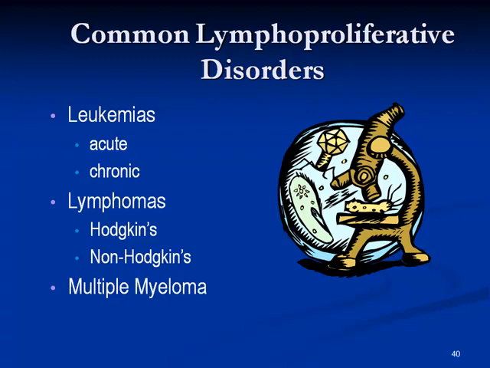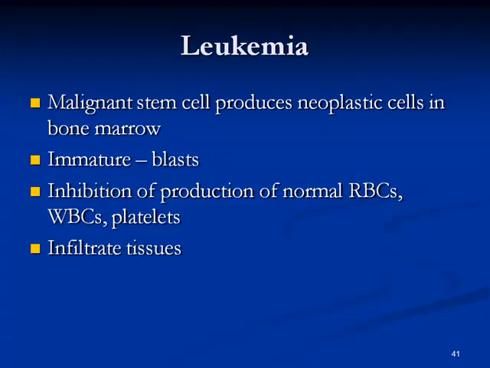Okay, we just want to talk for a few minutes about some of the common hematologic malignancies: leukemias, lymphomas, and then a little bit about multiple myeloma. We're going to go through this pretty quickly, but just to give you a big overview of some of these things. So leukemia is where there's a malignant stem cell that produces neoplastic cells, proliferates and creates these malignancies.